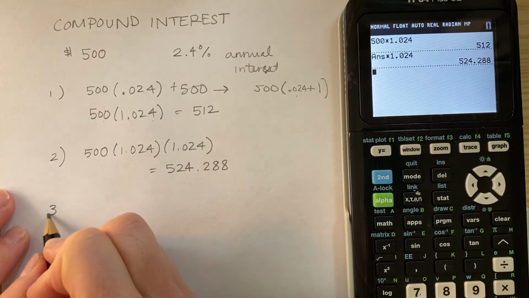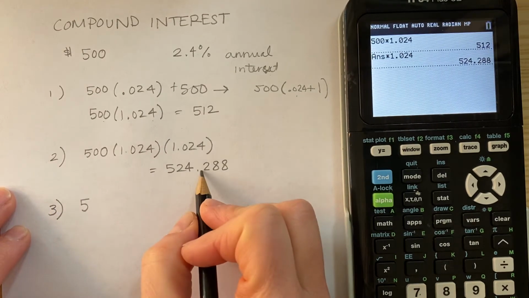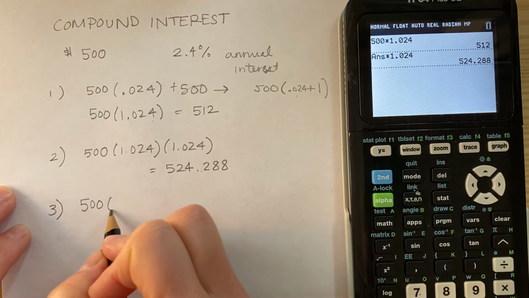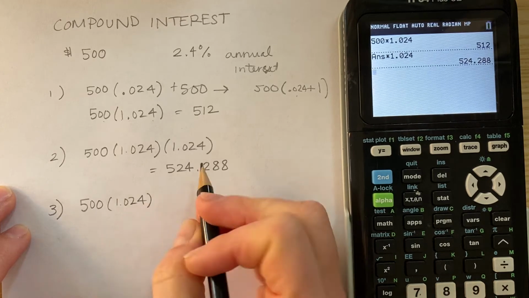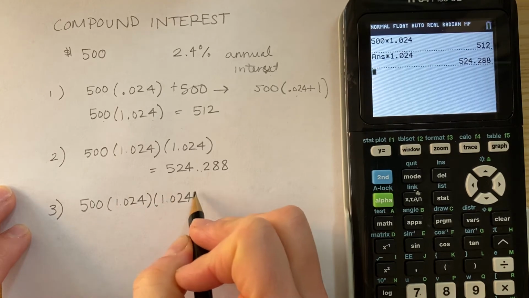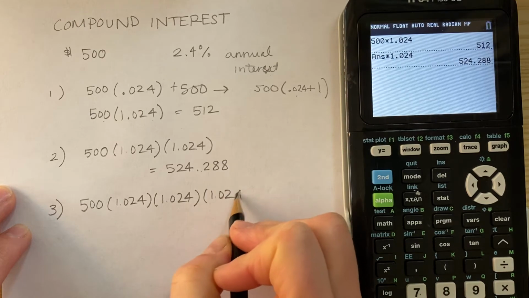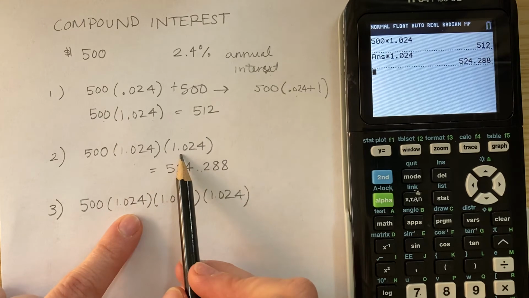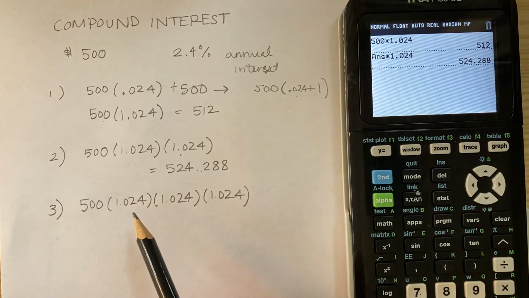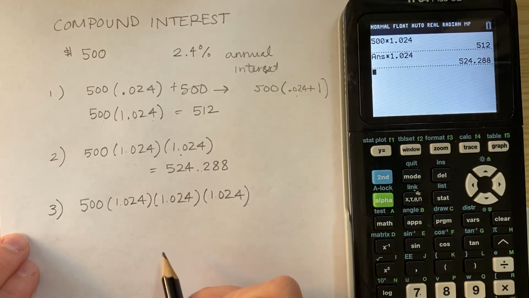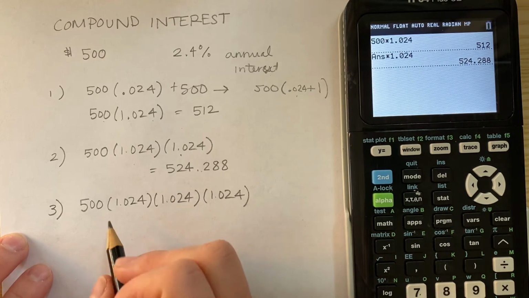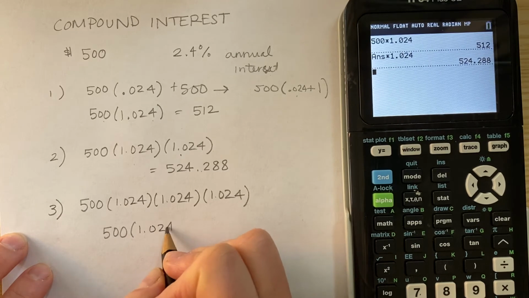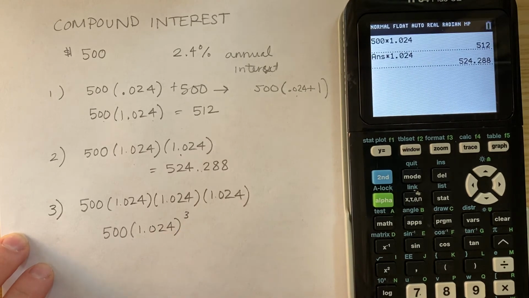Well, and then after the third year, you'd have this number times 1.024, or 500 times 1.024 times 1.024 times 1.024. Do you see where this is leading? What this is leading to is repeated multiplication of 1.024, or exponents. So we could say, well, this is 500 times 1.024 to the third power.